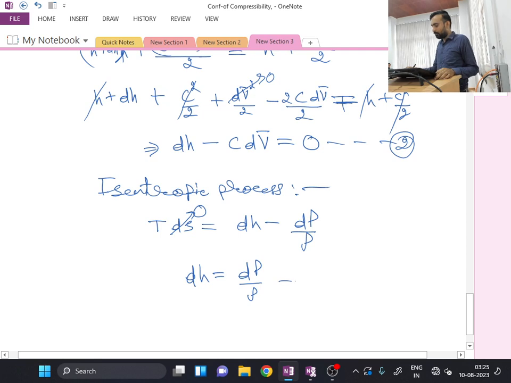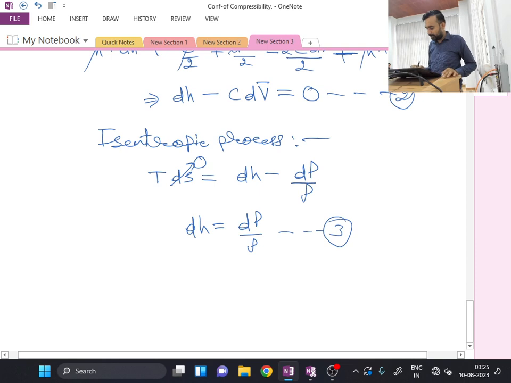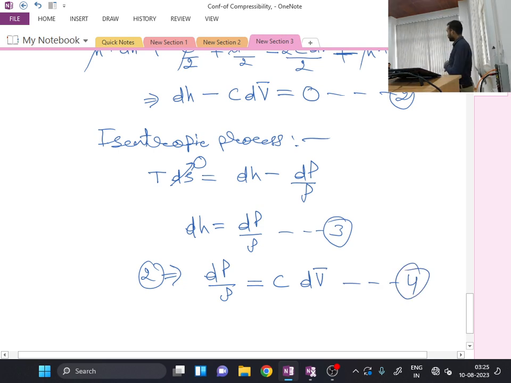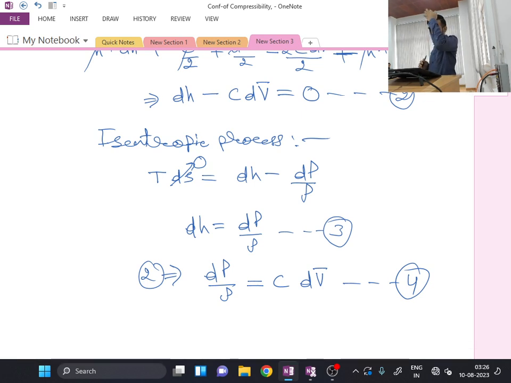Okay, so from this equation number 3, now I can go back into equation number 2 and substitute this value. So if I substitute, then I will get equation 2 as dP by rho is simply equal to C into dV bar. Okay, is this one clear? dP by rho has become C into dV bar.